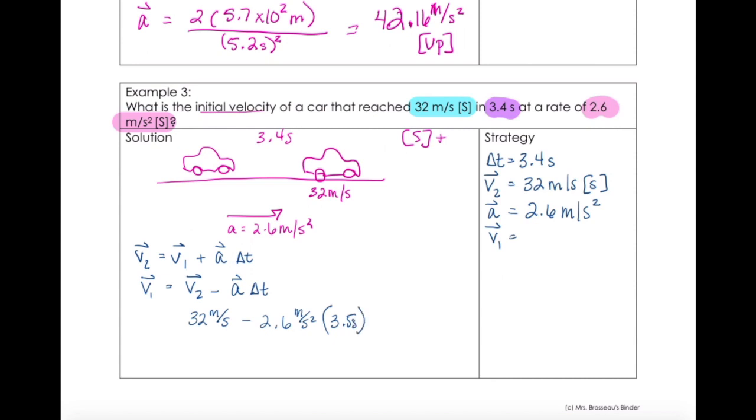And so we get that our initial velocity was 23.16 meters per second. And so our initial velocity was, we write it over here, 23.16 meters per second, and it was in the south, or in the southern direction.